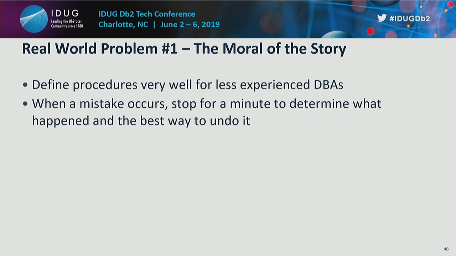Another thing here is when a mistake occurs, stop for a minute, take a breath, see if you can figure out what happened before trying to force something to happen. Because that could have been one outage and done, or it could have been no outages. Technically, it should have been no outages, but it could have been one outage in the middle of the night and done without all the other issues that occurred afterwards.